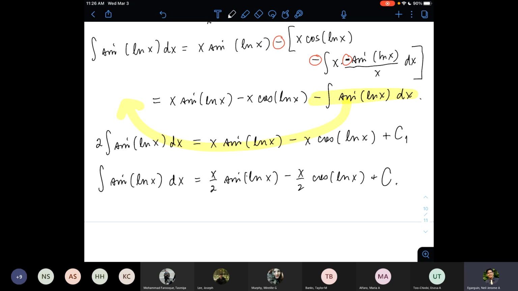I guess this appears in one of the electronic quizzes. So another variety of this problem is the integral of cosine ln x, but this is the process. Okay.